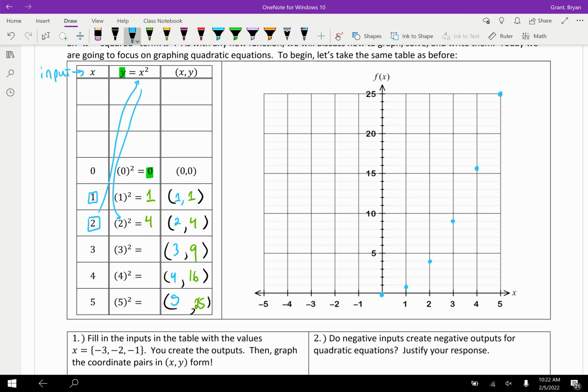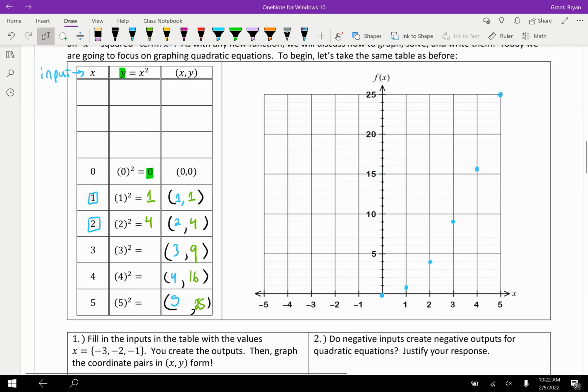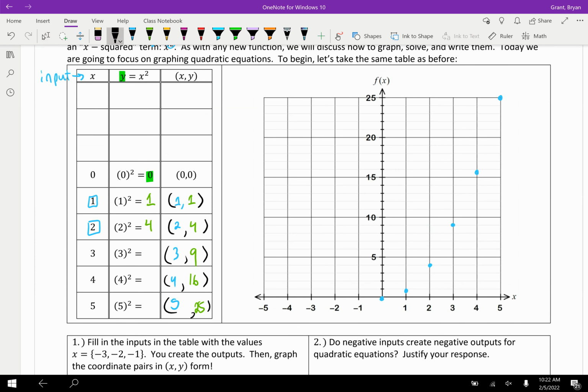Now, you would totally be excused for thinking that this graph, and I'm going to erase this, would go down and then maybe like this. That's like the exponential that we just studied. However, once you get down to 1, where question 1 asks you to fill in the inputs in the table with the values -3, -2, and -1, you're going to find something different happens.